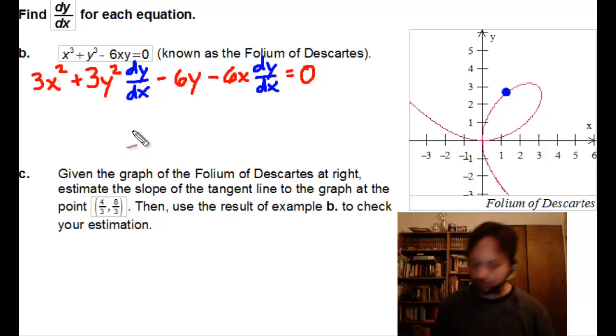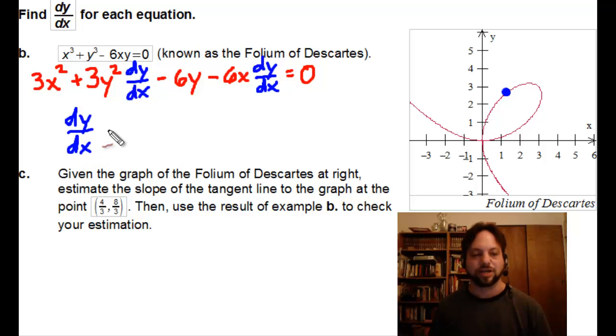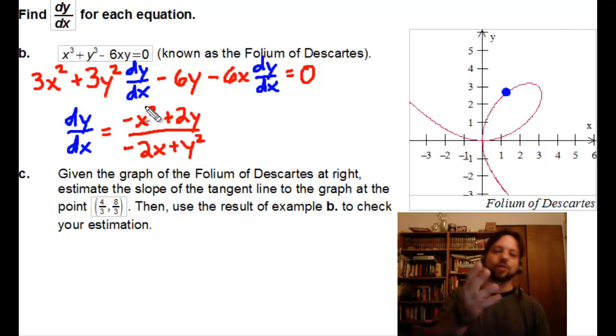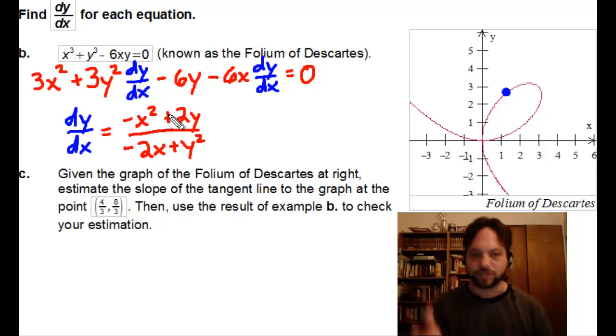So I'm going to skip all the algebra that's involved here and skip straight to the solution. You, of course, should pause this video and work this out on your own to make sure that you have it right. But if I do this, I should end up with a negative x squared plus 2y. That will be my numerator. Of course, I have factored out and canceled a whole bunch of 3's to get to this point. And on bottom, we should have negative 2x plus y squared. And again, you might write it a little different. Maybe you like to put the positive terms first. But this is still what you should get, somewhere along these lines. That is the derivative for the Folium of Descartes function.